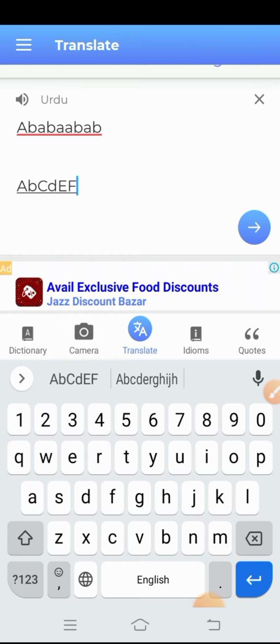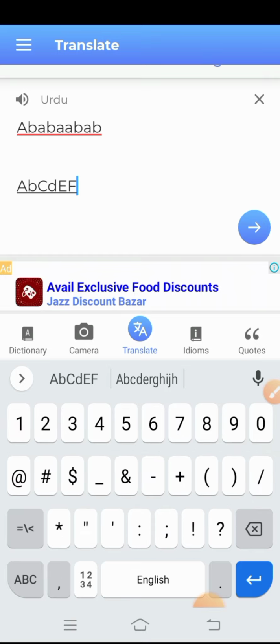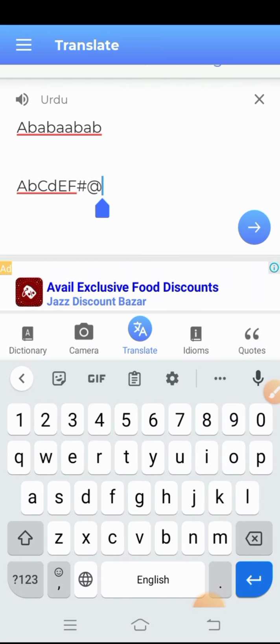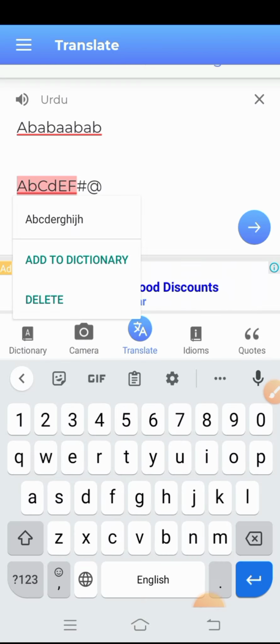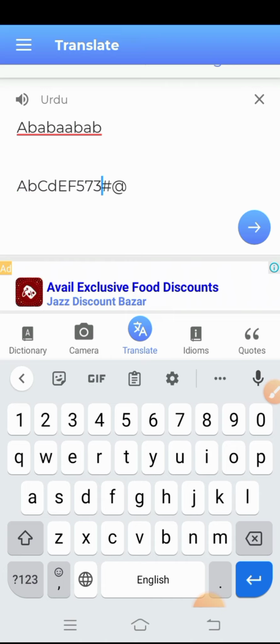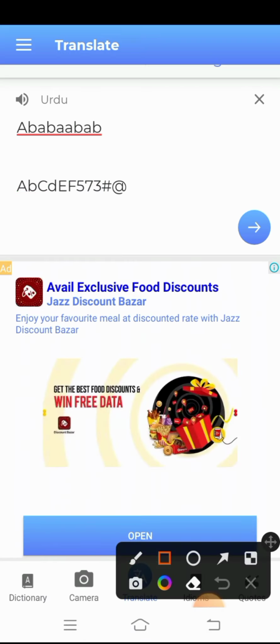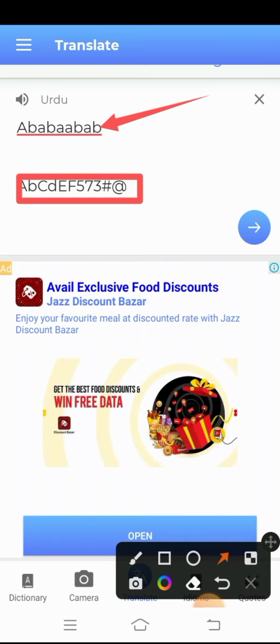And after doing that, you have to take any alphabet, then take the hashtag or @ symbol and type it, and put the counting here. You can see here you have to write the password like this. This type of password is wrong and not acceptable, while this type of password is acceptable because the consecutive characters are not included in this password.